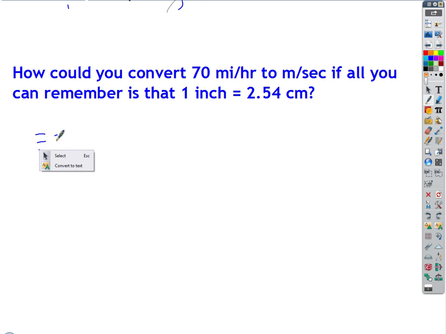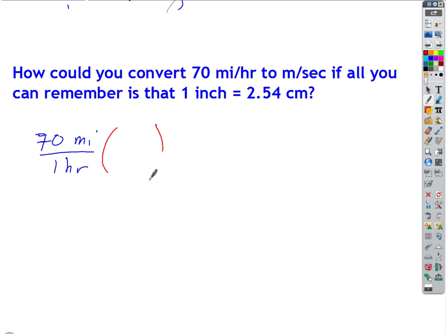So we're going to start with 70 miles per hour. So there's an implied 1 there, right? And we want to get all the way over to meters per second, right? So let's multiply by a changer. Well, which one do you want to change first? Miles? Okay, we'll go miles.